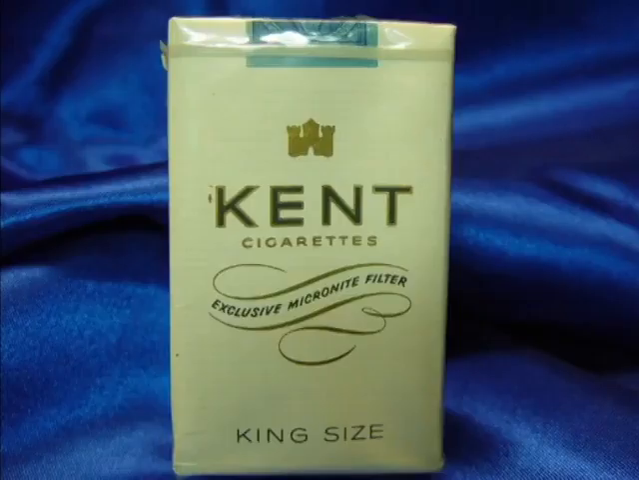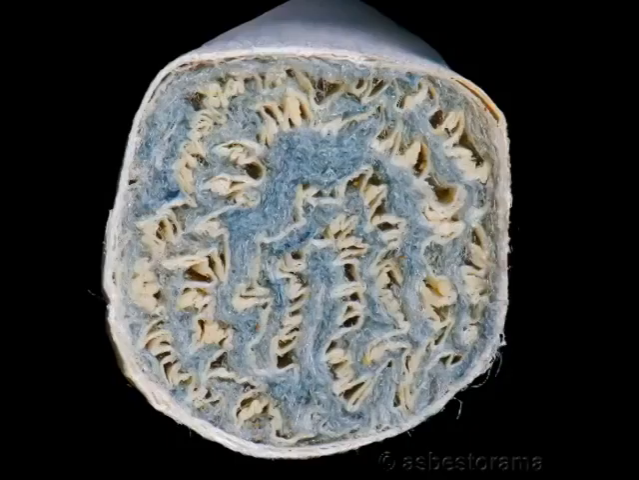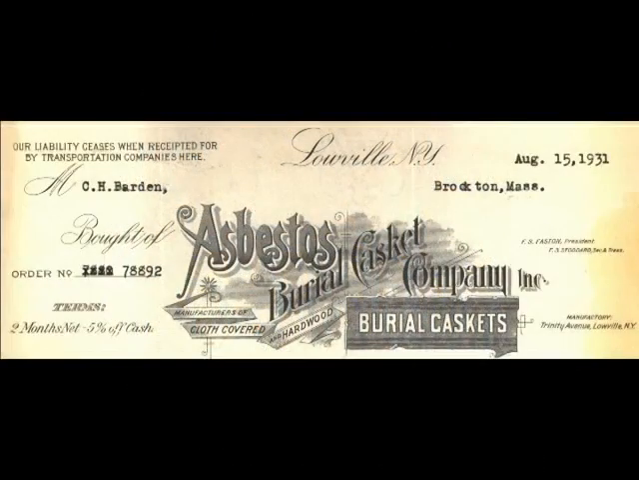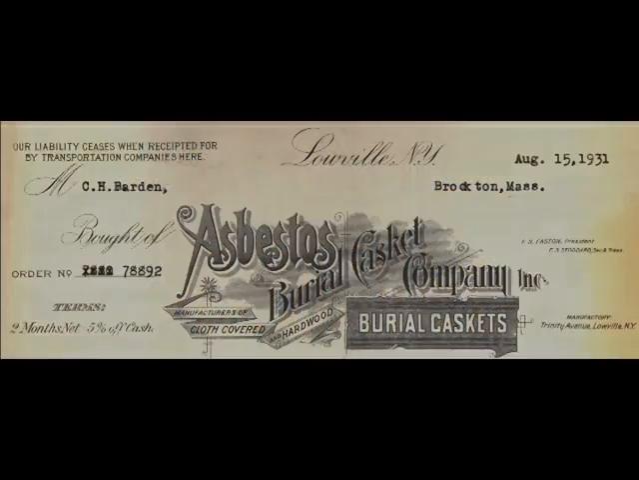In the 50s, a cigarette company developed their new Micronite filter that was actually endorsed by the American Medical Association. These new cigarette filters were improved by the addition of crocidolite, or blue asbestos fibers. Here's a close-up of a Micronite filter. Finally, after developing lung cancer or an asbestos-related disease from smoking or asbestos exposure, what better way to go out than in an asbestos casket?